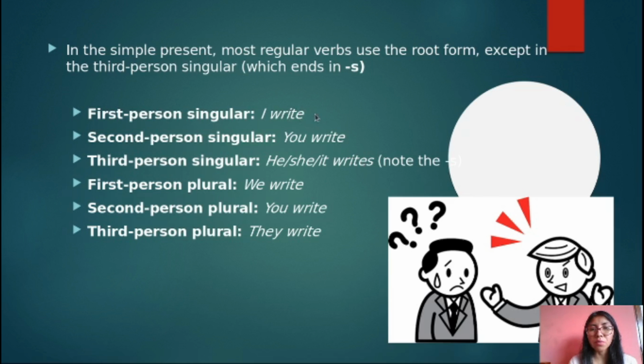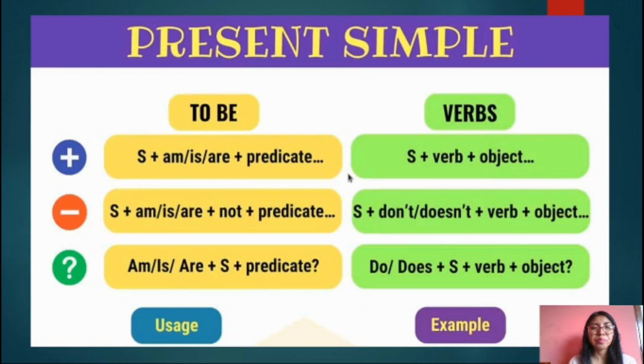Pay attention. I write, you write, we write, you write, they write. Only the third person singular, you are going to use the letter s. He, she, it writes. Okay, remember that part.